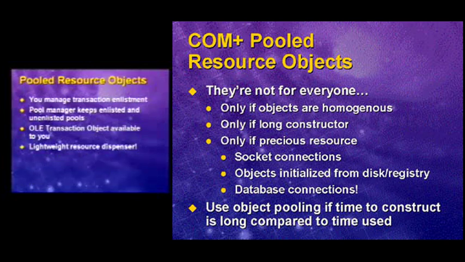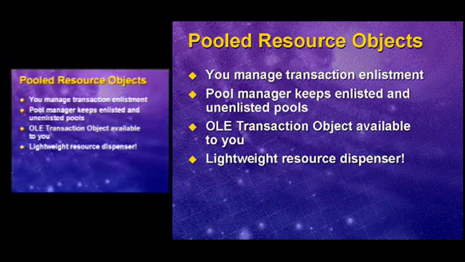So there are some drawbacks, and some interesting things about writing pooled resource objects. If you write a pooled resource object, you manage the transaction enlistment. No longer do I have this nice ODBC driver manager that calls distman for me. You have to manage the transaction enlistment yourself. However, the pool manager helps you out with this. The pooled object pool manager keeps track of separate enlisted and unenlisted pools. So what he'll try to do, if you're in a transaction, is look through his enlisted pool and say, is there one there that's in the same transaction? If there is, give him that one. Because transaction enlistment is expensive.